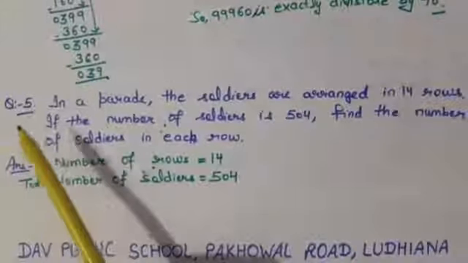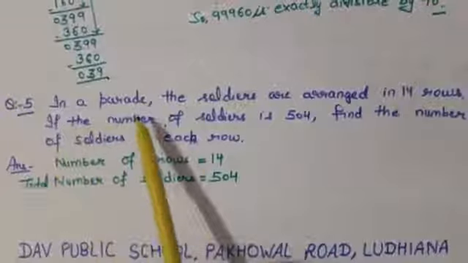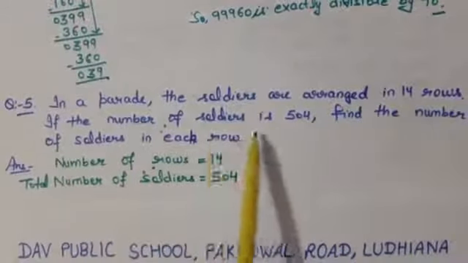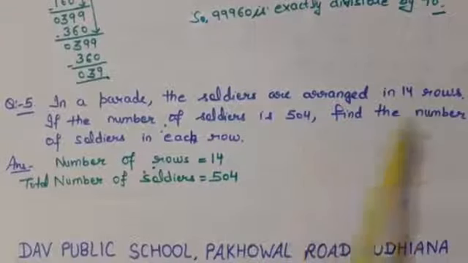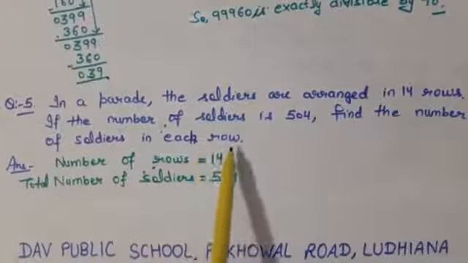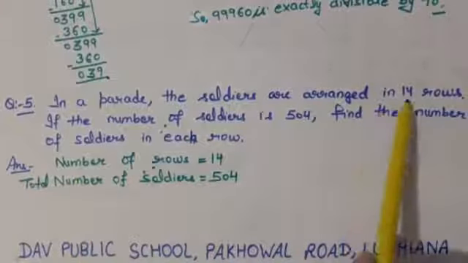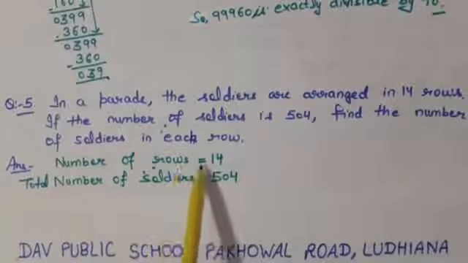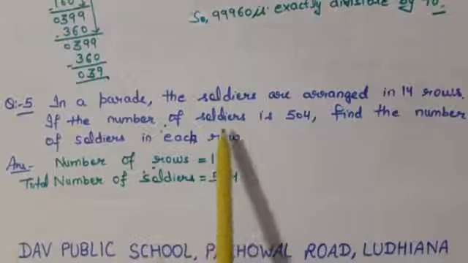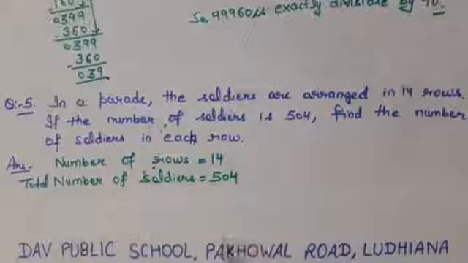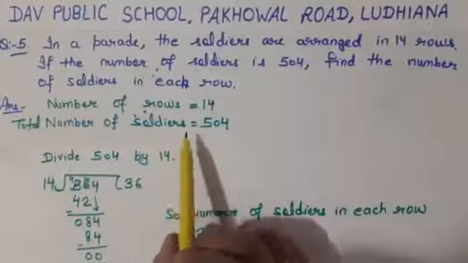Next is question number 5. In a parade, the soldiers are arranged in 14 rows. If the number of soldiers is 504, find the number of soldiers in each row. Here see, how many rows are there? 14 rows. So the number of rows is equal to 14. And the total number of soldiers is 504.